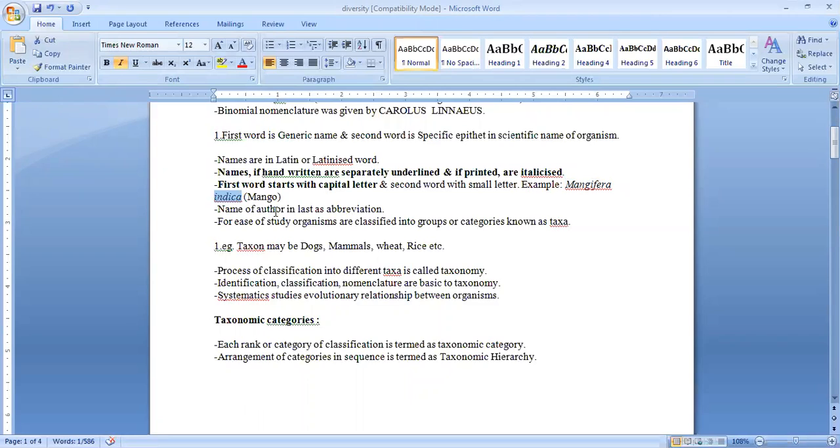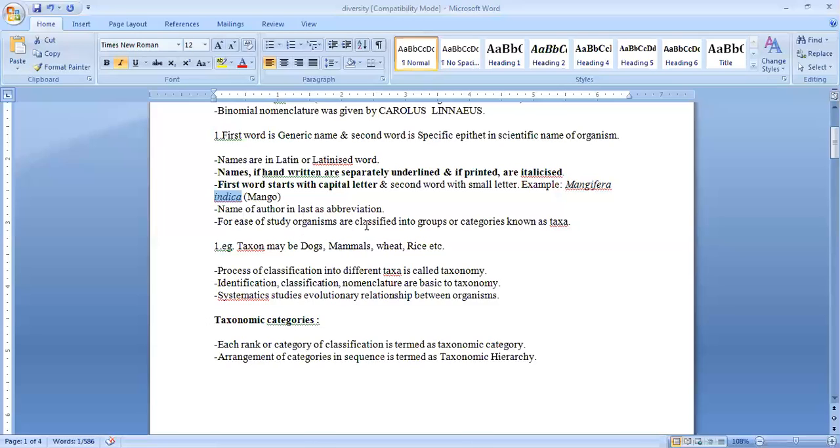Then the name of the author is given at last as an abbreviation. So in brackets, this is just a common name, but when we write it there, we write Carl Linnaeus. If it is written Mangifera indica in bracket Linn., Linn. means it was given by Carolus Linnaeus. Here it is just for your information, but we write the name of the author also at the end as an abbreviation.